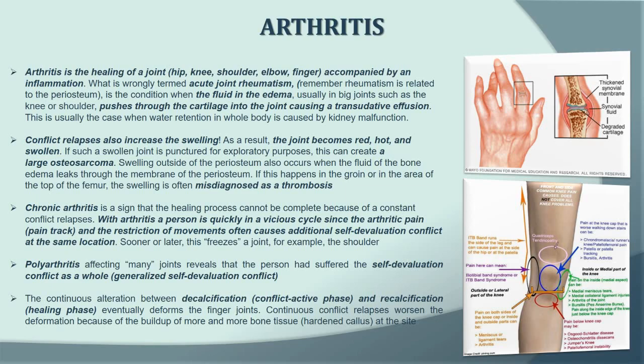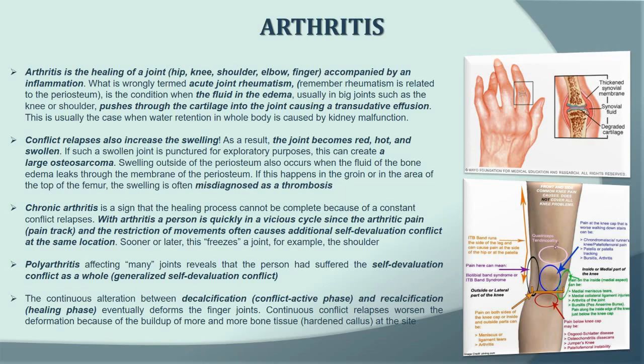Conflict relapses also increase the swelling. As a result, the joint becomes red, hot, and swollen. If such a swollen joint is punctured for exploratory purposes, this can create a large osteosarcoma. Swelling outside of the periosteum also occurs when the fluid of the bone edema leaks through the membrane of the periosteum. If this happens in the groin or in the area of the top of the femur, the swelling is often misdiagnosed as a thrombosis.